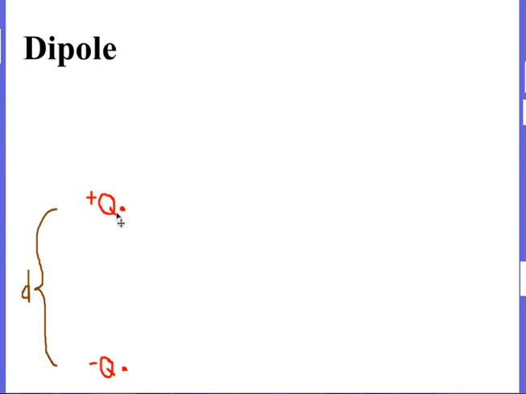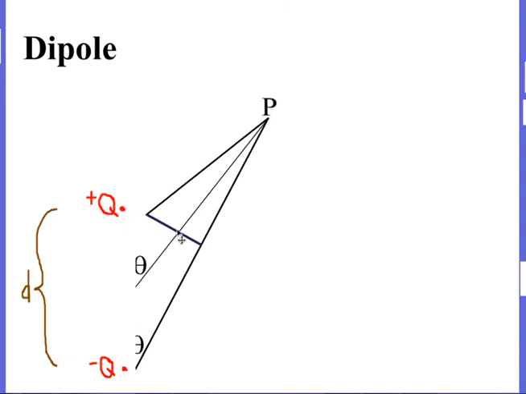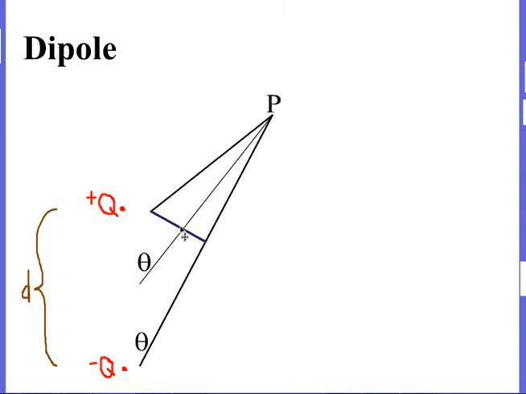Now, I would like to know what the potential from this pair of charges is at some point in space. When we dealt with the electric field, we were stuck with talking about the electric field on the axis of the dipole. But potential being a scalar, we do not have the same problem.